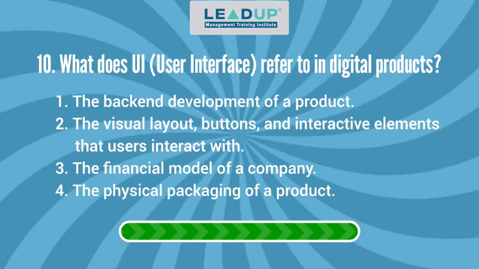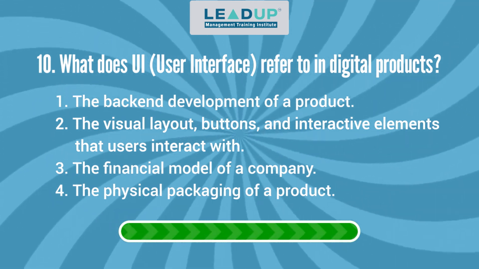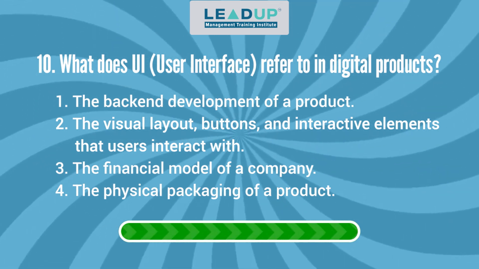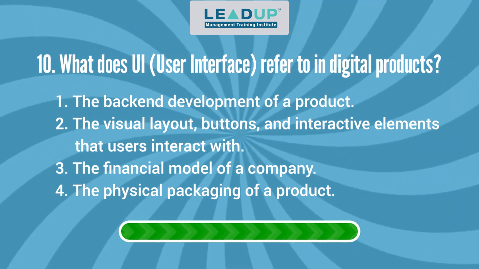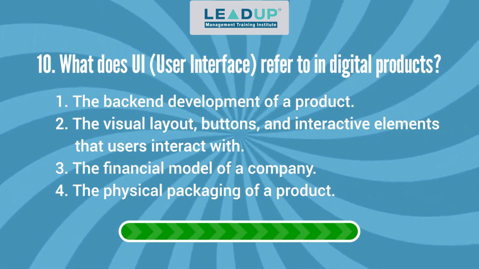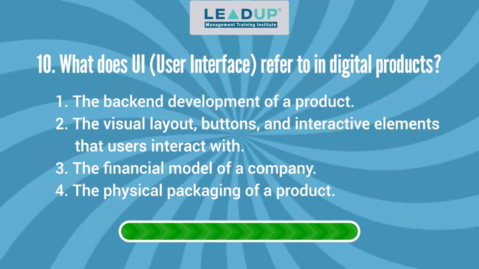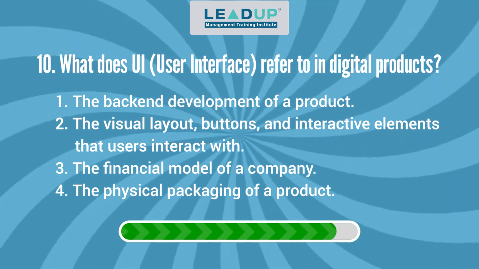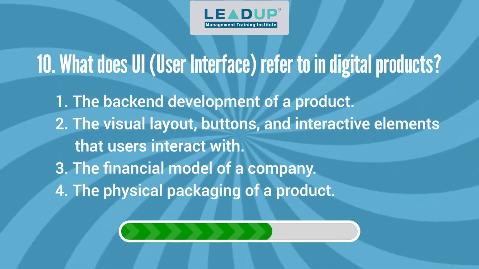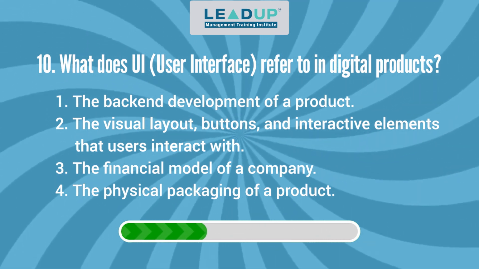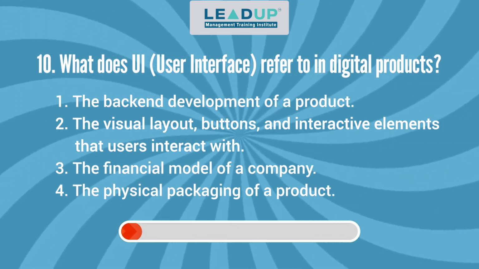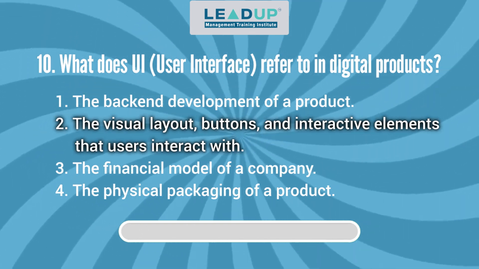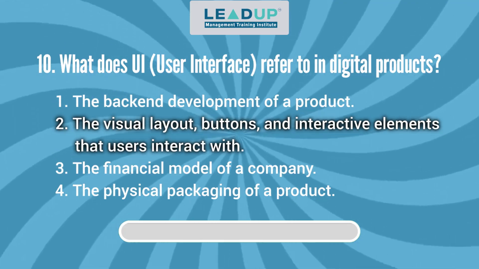10. What does UI, user interface, refer to in digital products? 1. The back-end development of a product. 2. The visual layout, buttons, and interactive elements that users interact with. 3. The financial model of a company. 4. The physical packaging of a product. Answer: the visual layout, buttons, and interactive elements that users interact with.